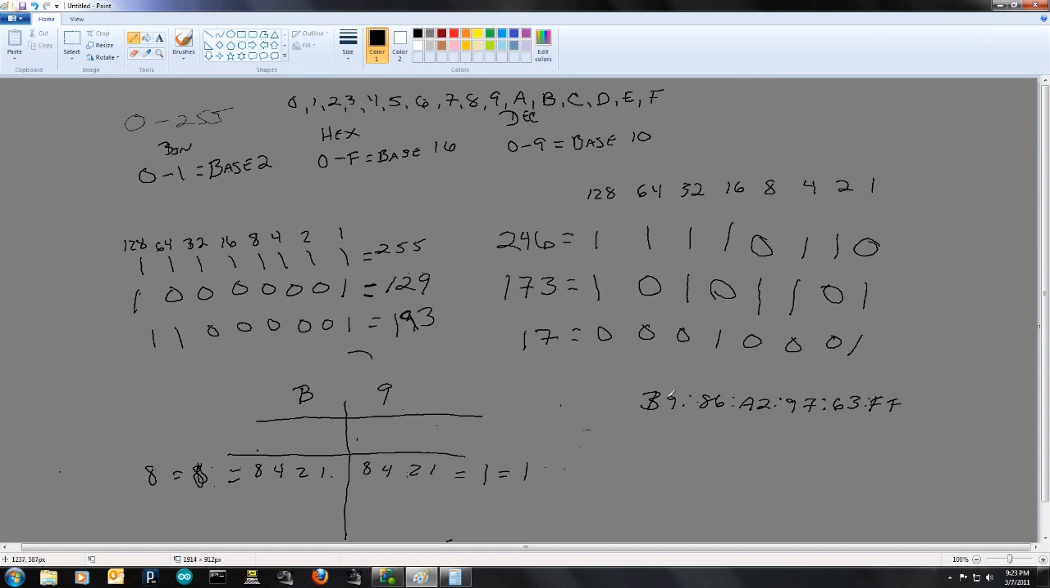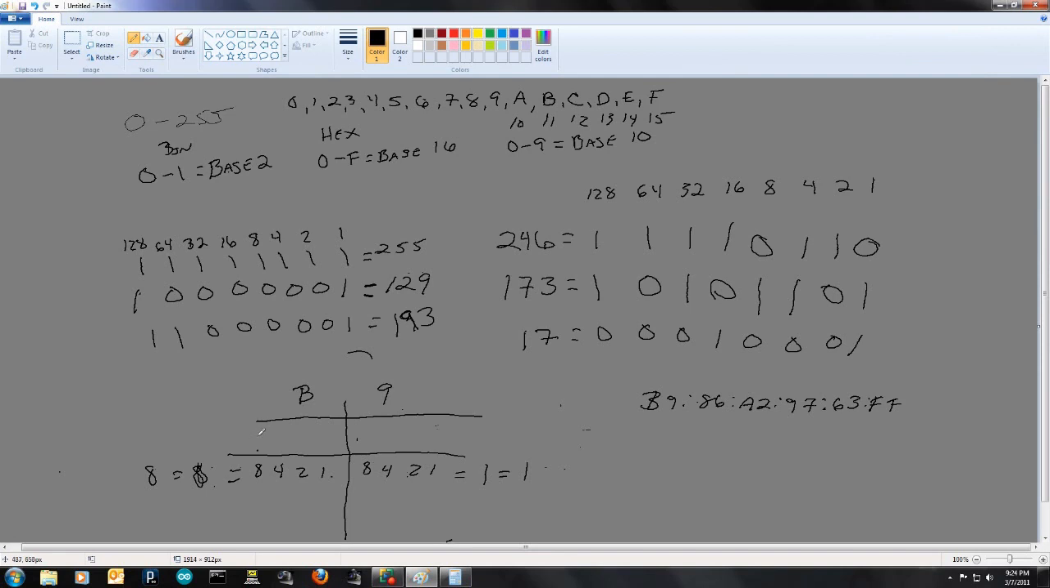And say, so we've got this B9. Well, what is this B9? Well, B is what up here? So we've got 0 through 9, then we've got 10, 11, 12, 13, 14, 15. So just so you know what these are, this is 10, 11, 12, 13, 14, 15. So B is 11.